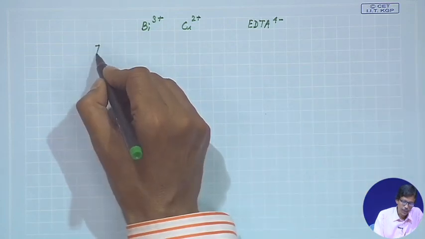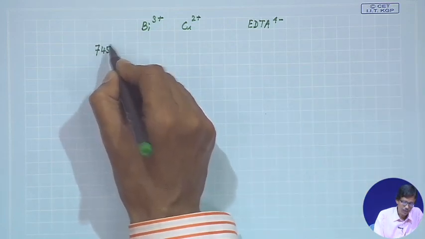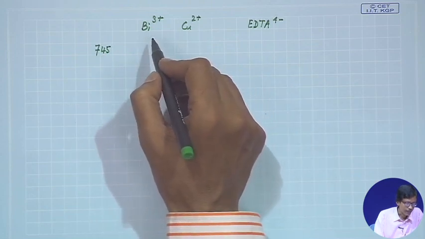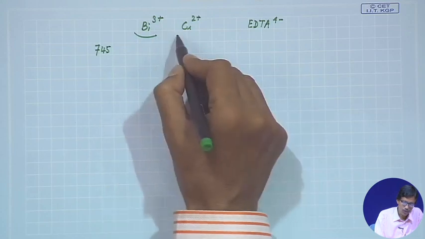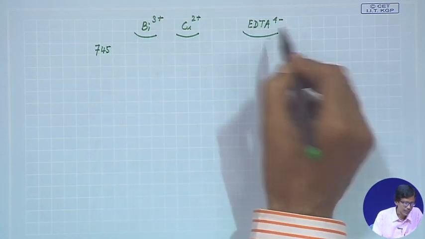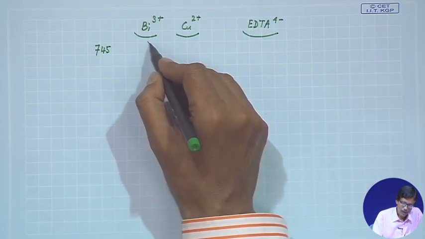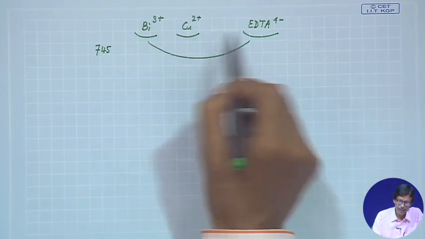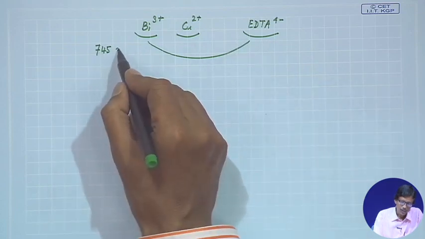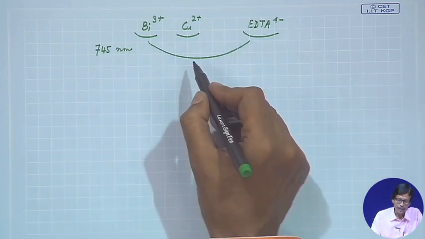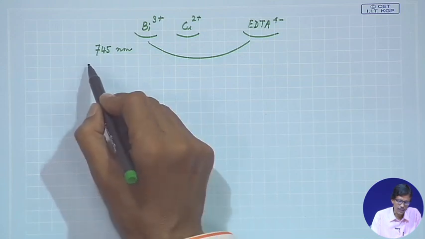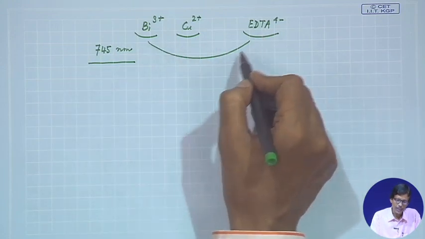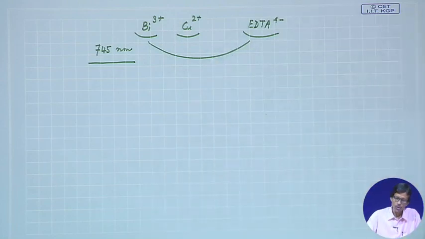So, we choose a wavelength of 745 nanometers, where both the cations, that means these two, as well as the reagent and the corresponding bismuth complex, do not absorb. So, remember these three things: this cation and this cation are silent, or not absorbing, at this particular wavelength of 745 nanometers, as well as the bismuth EDTA complex.